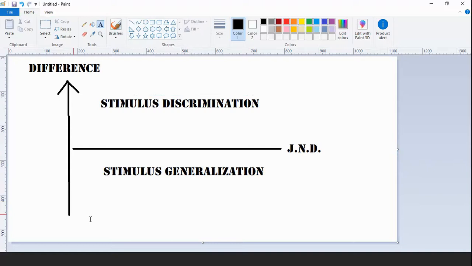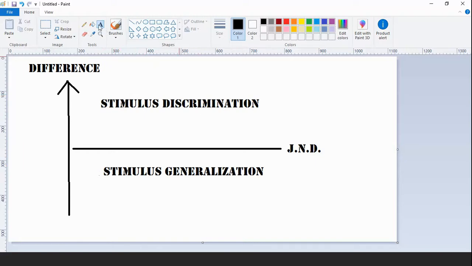So this diagram can tell you what this means. What the Me Too product wants is to remain here. The difference should be so low that it generalizes the Me Too product as equal to the product that it is trying to imitate. While the larger brand, the one who wants to be seen as different, would want the stimulus to be here.